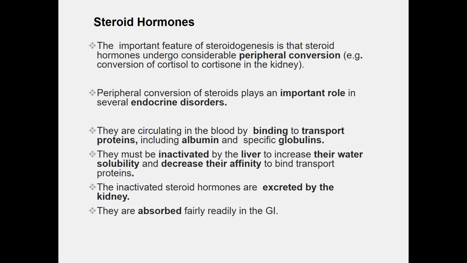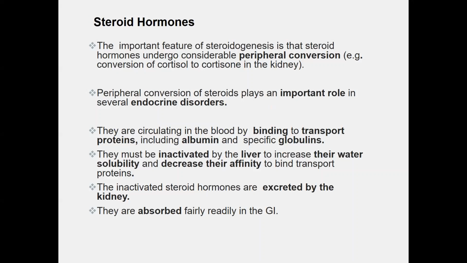hormones, like the conversion of cortisol to cortisone in the kidney. And sometimes disturbances in this peripheral conversion of the steroid hormones can lead to various endocrine disorders. Also, because these hormones are hydrophobic, as we said, they are transported in the blood by binding to non-specific proteins or transport proteins like albumins, or a specific type of transport proteins, globulins.